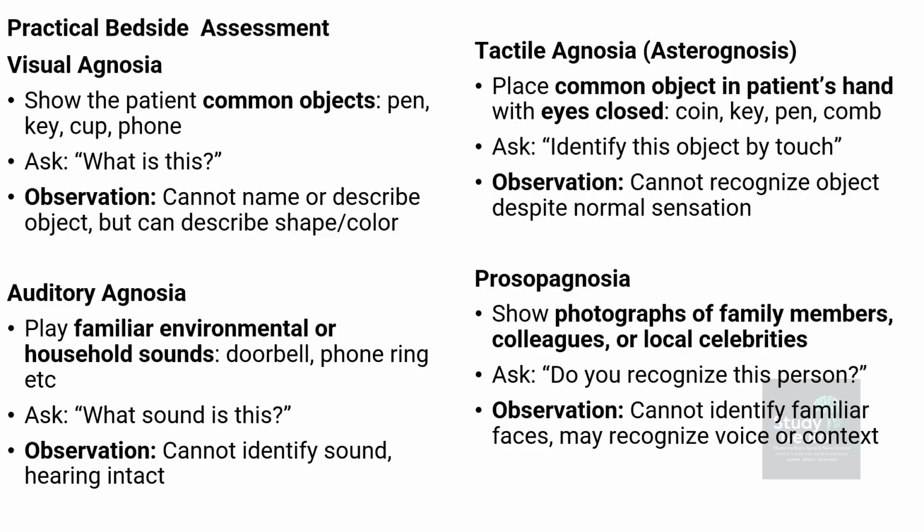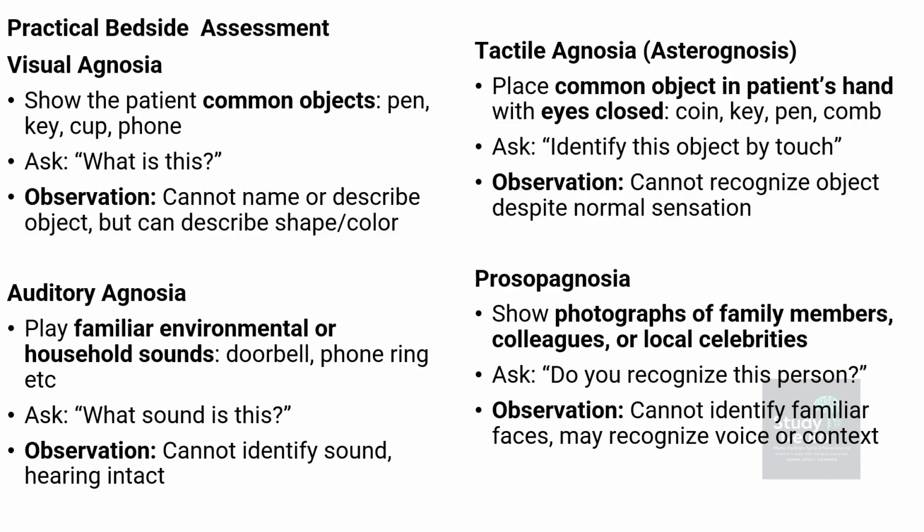In auditory agnosia, familiar environmental sounds like a doorbell or phone ring are played. The patient can hear normally, but cannot identify the source of the sound. Tactile agnosia, or astereognosis, is assessed by placing everyday objects, like a coin, key, or comb, into the patient's hand while their eyes are closed. The patient may feel the object, but cannot recognize it by touch.